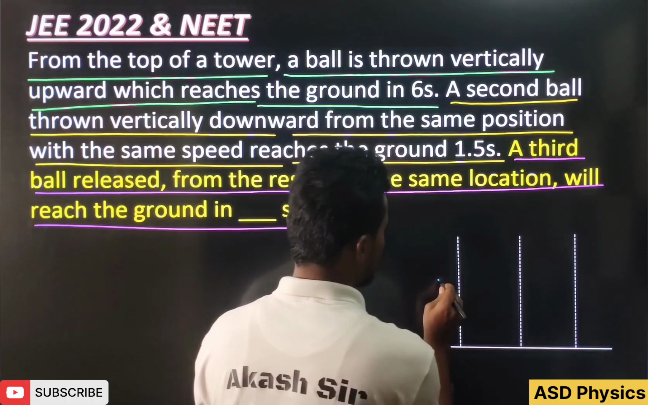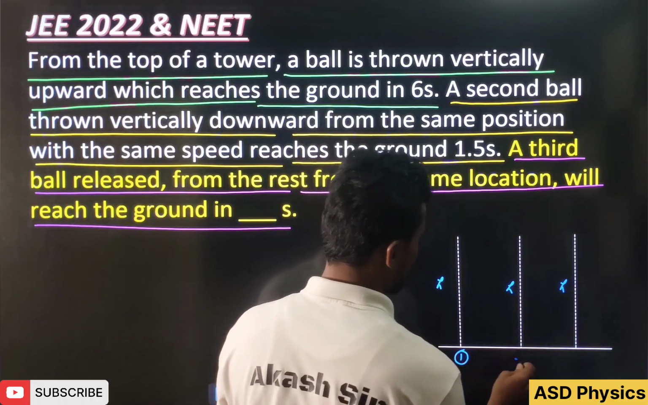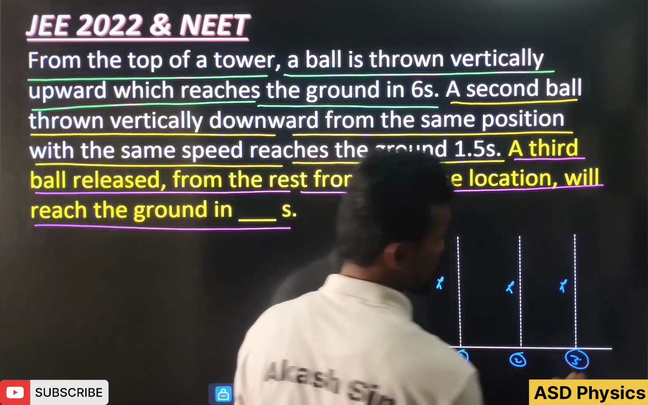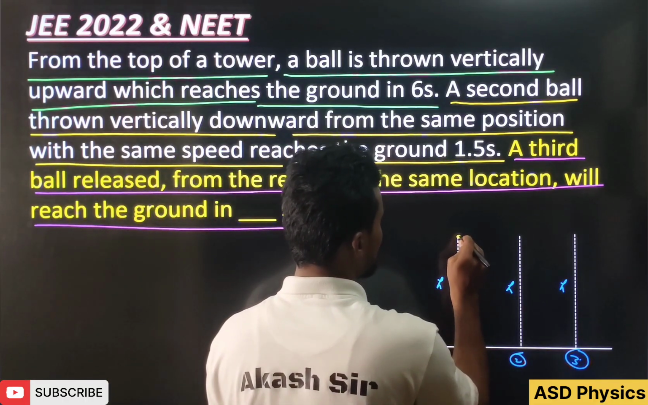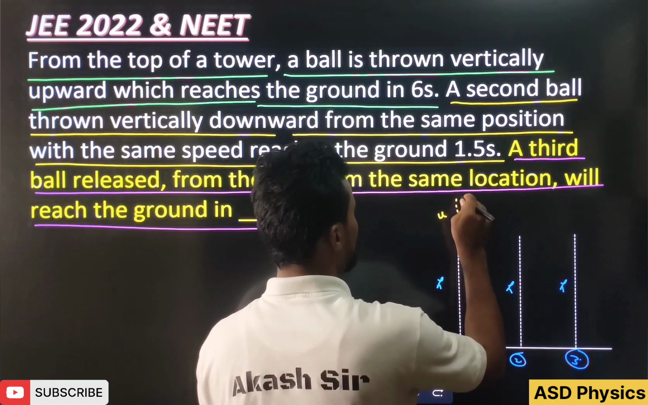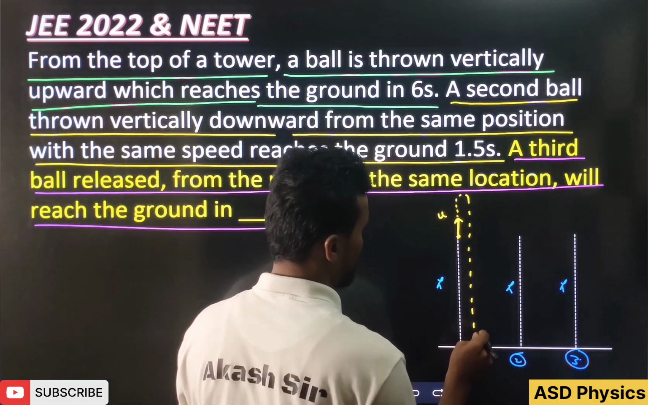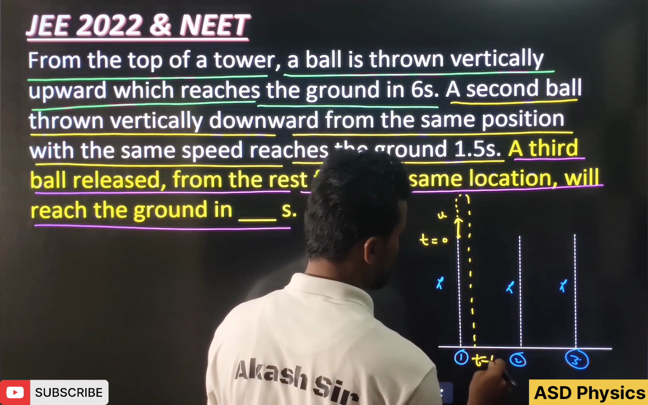Here we are going to get one standard condition. You see here, this is height h, this is height h, this is height h. Three situations are there: situation 1, situation 2, situation 3. In the first situation, the ball is thrown upward with velocity u. It will go up and come down here. Let's take t equal to 0, and here the time is t equal to t1.